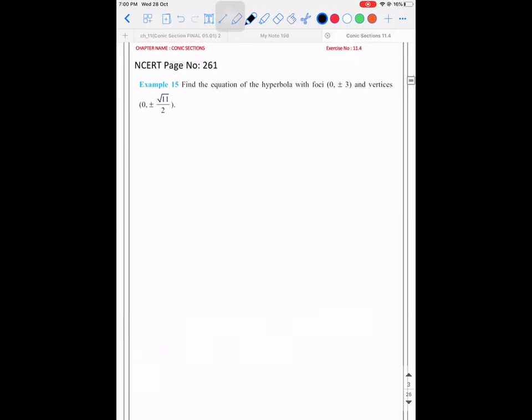Now see. Find the equation of the hyperbola with the foci on y-axis. So foci on y-axis means the transverse axis is here. So the foci are 0 comma 3 and 0 comma minus 3. What are the vertices? This point is 0 comma root 11 by 2, and this point is 0 comma minus root 11 by 2.